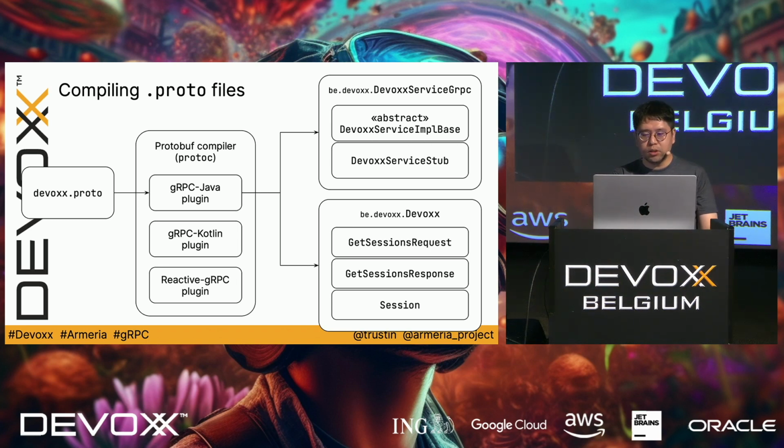Once the compilation is done, you will see some Java source files as shown on the right side of the slide. We have getSessionsRequest and response, and session for messages, and devox service impl base, and devox service stub for devox service we defined earlier.